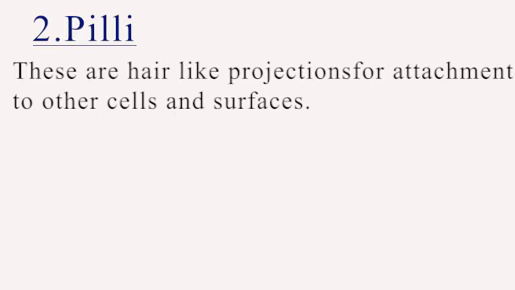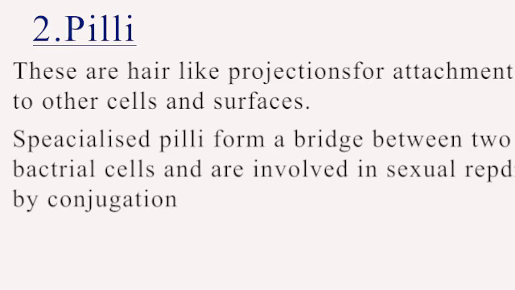Next is the pili. These are hair-like projections, which are used by the bacteria for attachment to other cells and surfaces. Now, specialized pili form a bridge between two bacterial cells and are involved in sexual reproduction by conjugation. Prokaryotic cells undergo both sexual and asexual reproduction. Asexual reproduction is more common. This is by binary fission, so they multiply really fast.